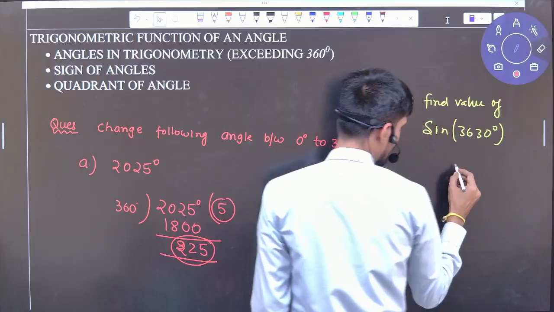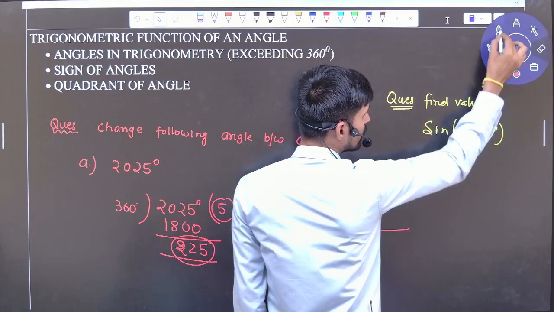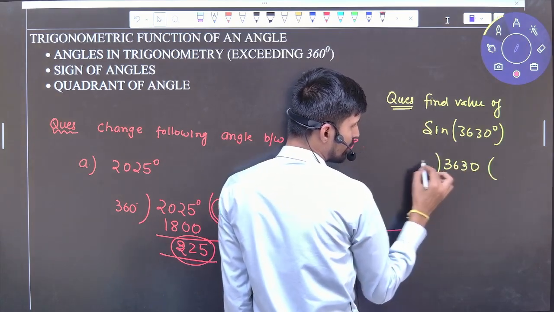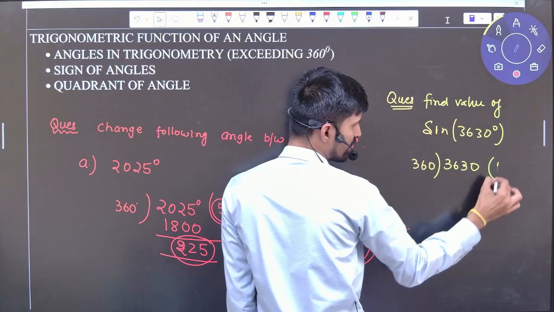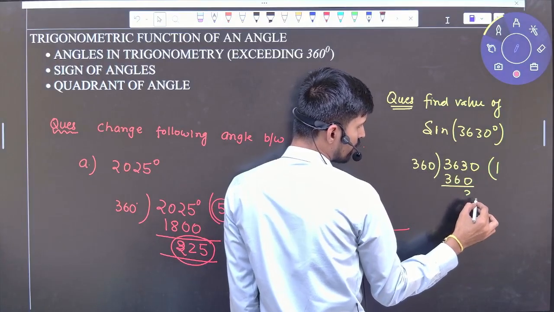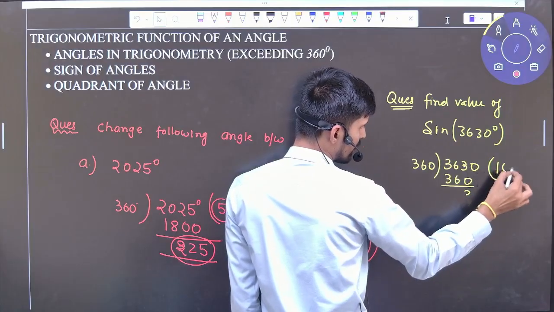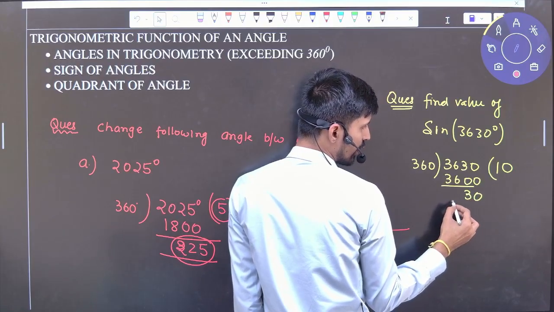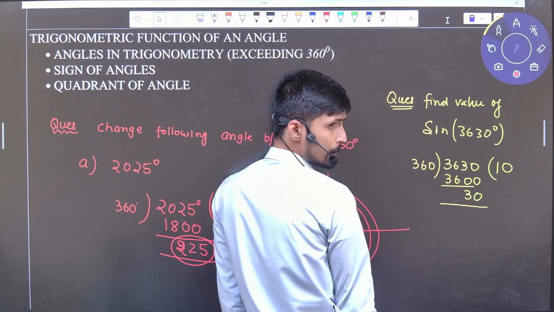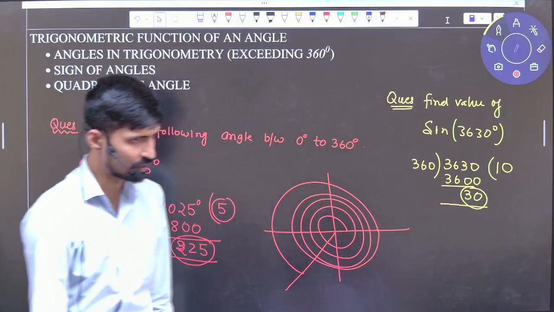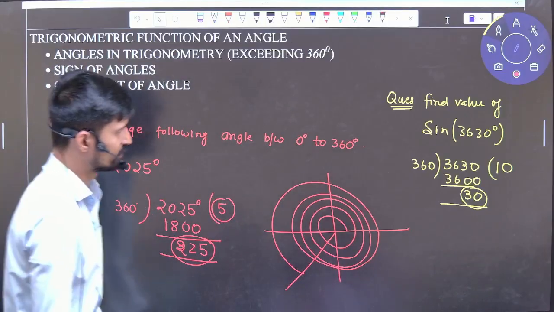So this 3630, when you divide by 360, that will come 10 times, na? 3600. And 30 is the remainder. It means that value is sine 30 degree, which is 1 by 2. Okay?